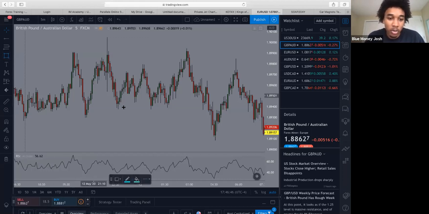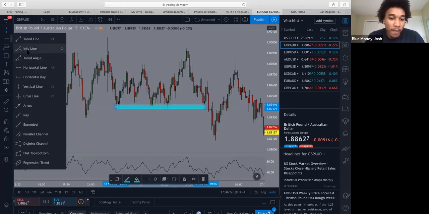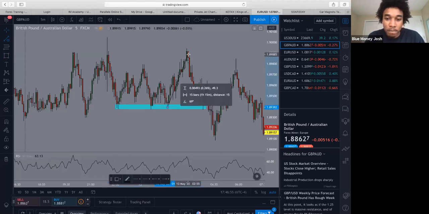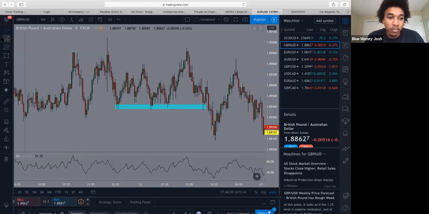So like the same one we just went over, this one right here. Could have caught that buy up. This one went for 50 pips. Easy, quick in and out.